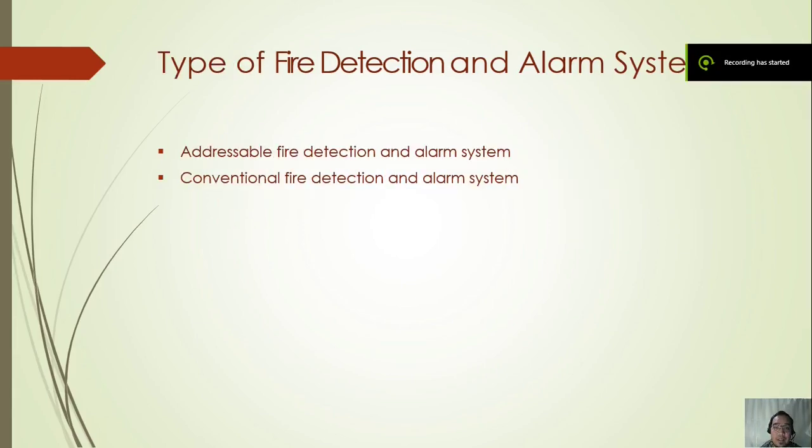There are two types of fire detection and alarm system. First one is addressable fire detection and alarm system. Second one is the conventional fire detection and alarm system. In this tutorial guys, we will be focusing only on addressable fire detection and alarm system. Why? Because it has a lot of advantages compared to conventional fire detection and alarm system. And most of the time, the designers are using only addressable fire detection and alarm system. And conventional designers are using this type of panel only in special system like fire suppression system.